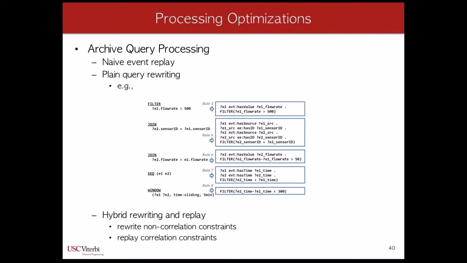A hybrid approach combines this rewriting and the replay, because we observed that different types of constraints have different performance over streams and databases. In particular, non-correlation constraints can be performed in batch in the database at very high performance. But for correlation constraints, we can see that stream processing has much better performance.